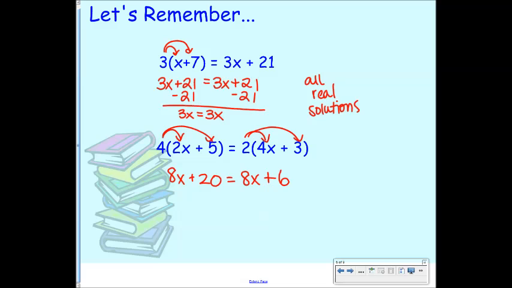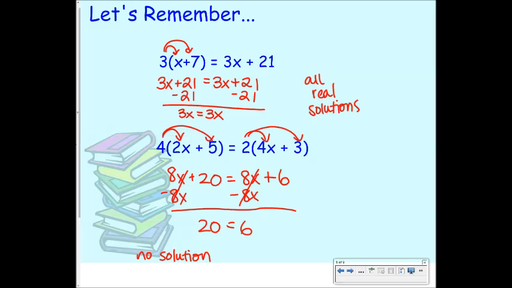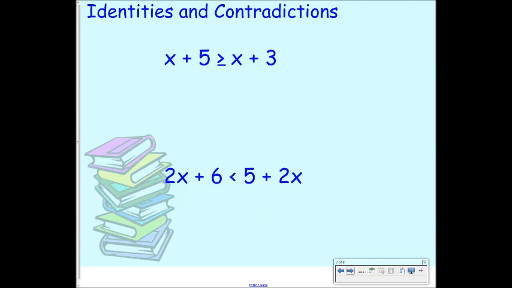If I subtract my 8x's from both sides, I get 20 equals 6. That isn't true. So if that's not true, then that means that's a no solution. That is a no solution, which means there's no value of that variable that could satisfy that equation. So there's nothing you could plug in for x that's going to make that work. As opposed to all reals, which means no matter what you plug in for x, that's always going to work. So does anybody have a guess on what happens if a situation like that occurs in an inequality?